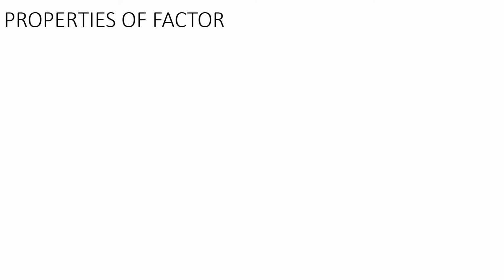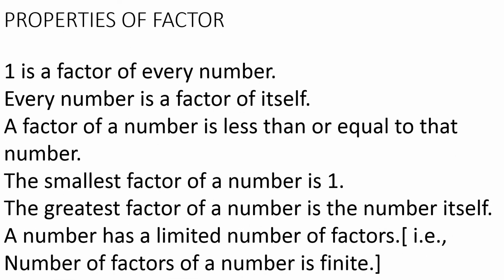Now the properties of factors. 1 is a factor of every number. 1 is a factor of every number. Then every number is a factor of itself. A factor of a number is less than or equal to that number. But for multiples, a multiple of a number is equal to or greater than that number. A factor is equal to or less than that number.